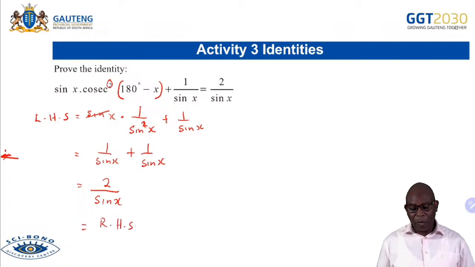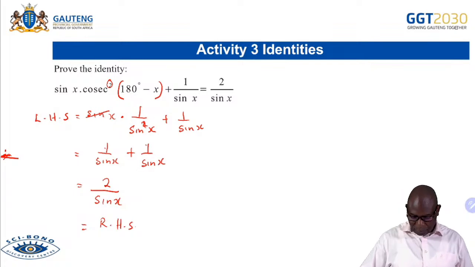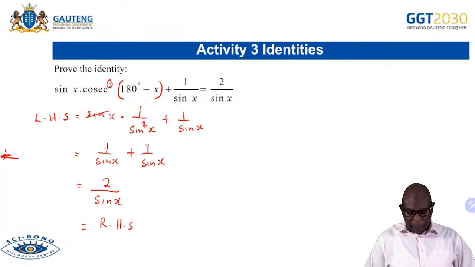So what do I do? I just add my numerators because my denominators will be the same. Okay. Right. That one was quite an easy identity to work with.